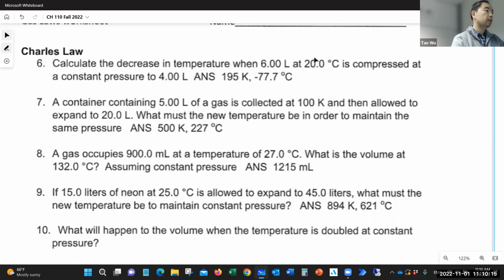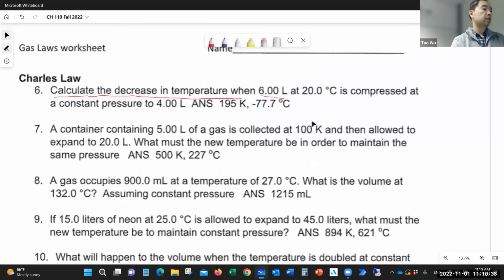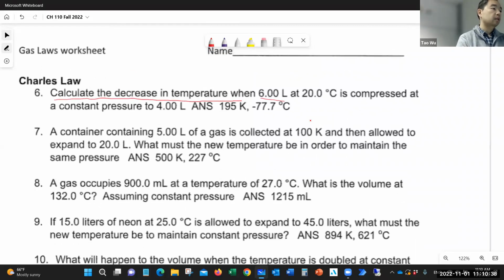So this one is about calculating the decrease in temperature when 6 liters at 20 Celsius is compressed at a constant pressure to 4 liters. So we're asking what temperature we need if we move the volume from 6 to 4.